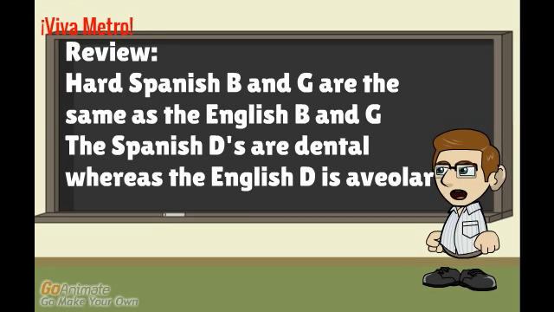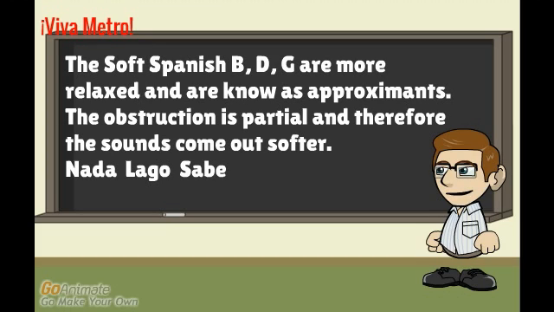So now to review. The Spanish hard or occlusive B and G are the same as the English B and G. The Spanish Ds, however, are dental, and the English Ds are alveolar. The soft Spanish B, D, and G are more relaxed and are known as approximants.